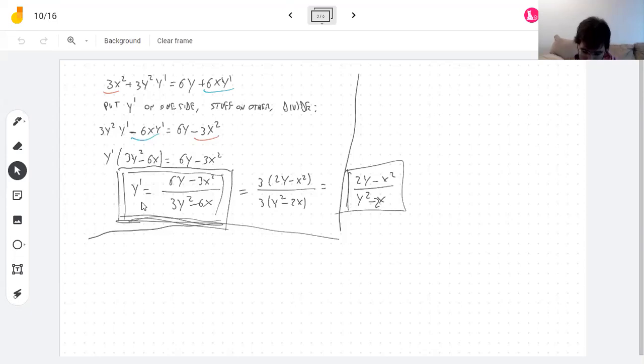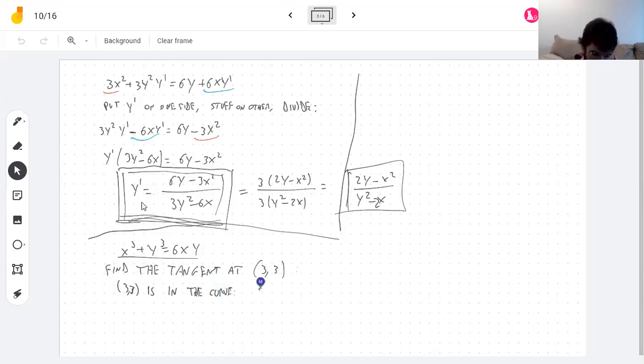And the thing is, this formula looks like you need to know y to do anything with it. But if you look at this equation, or maybe if you look in the book, there's a point, 3-3, in there. Notice that 3-3 is on the curve, because being on the curve is the same as satisfying the equation. And 3 cubed plus 3 cubed equals 6 times 3 times 3. Both sides are equal to 54.